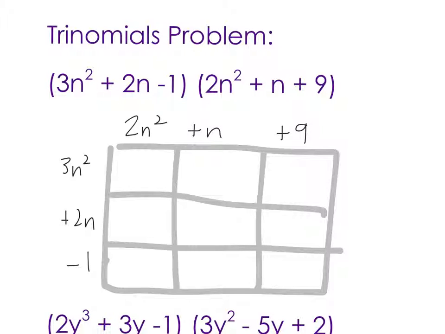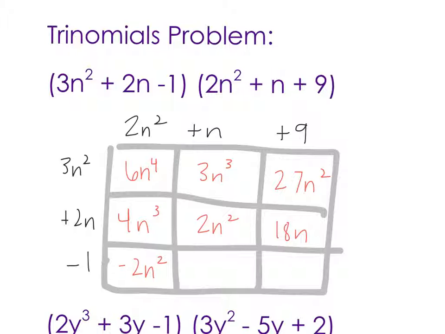And now I'll go ahead and find the product of each of the terms. So 3n squared times 2n squared is 6n to the 4th. 3n squared times n is 3n cubed. 3n squared times 9 is 27n squared. 2n times 2n squared is 4n to the 3rd. And 2n times n is 2n squared. 2n times 9 is 18n. 2n squared times negative 1 is negative 2n squared. n times negative 1 is negative n. And 9 times negative 1 is negative 9.